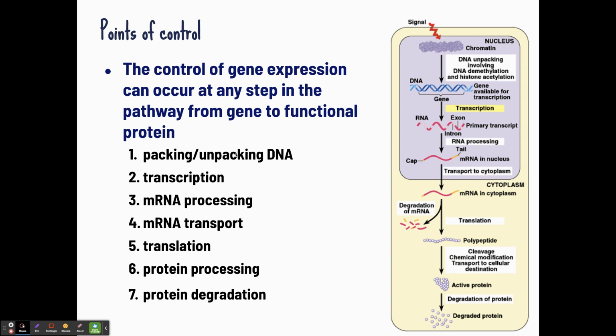So packing and unpacking the DNA is going to be our step one, and that involves DNA methylation and histone acetylation. We're going to talk about methylation in a second, and histones, like we said, is when the DNA wraps around the proteins. We can control transcription. We can control mRNA processing. Remember, editing and the introns and the exons. mRNA transport, adding the tail and the cap, transporting it to the cytoplasm where it's going to attach to the ribosome. We can control translation, protein processing, and then protein degradation.